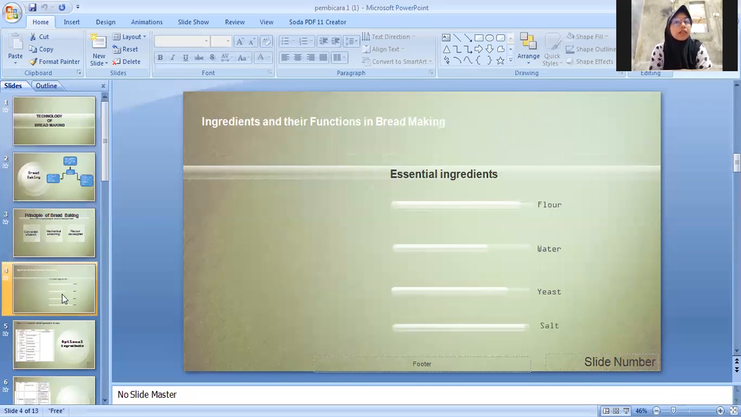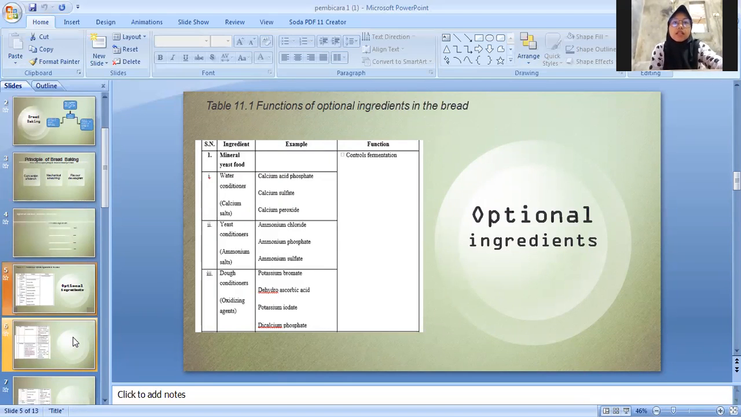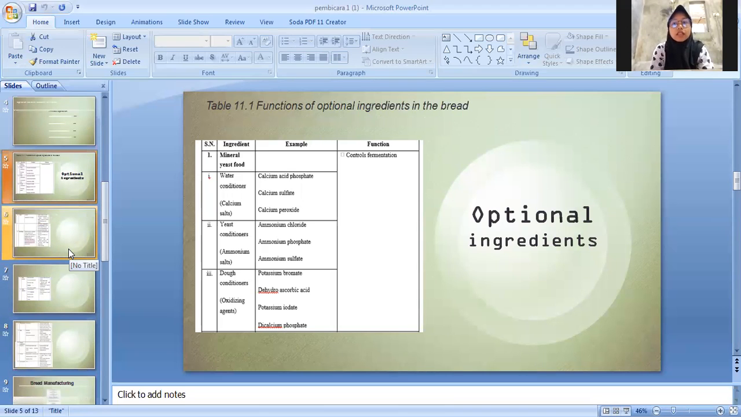Ingredients and their functions in bread making. Essential ingredients: 1. flour, 2. water, 3. yeast, and 4. salt. This is table 11.1 about the functions of optional ingredients in the bread.